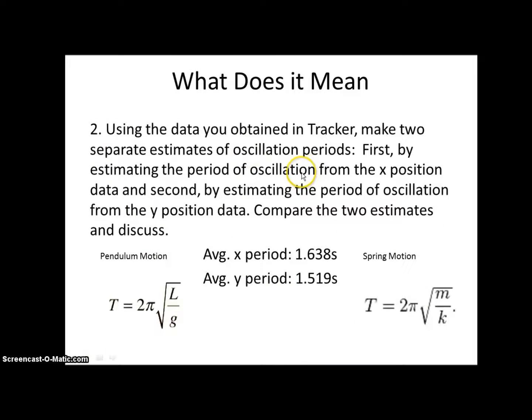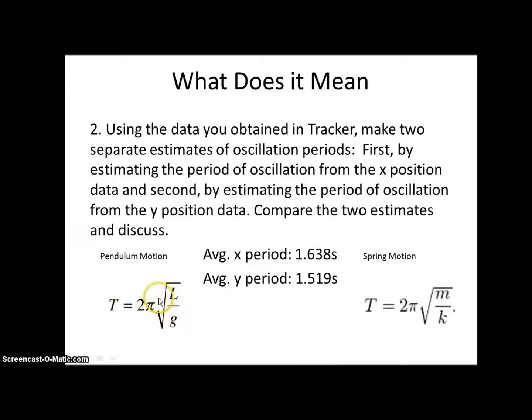Now let's look at the second what does it mean question, where we compare the x period and the y period for the motion. For me, the average x period was 1.638 seconds, and the average y period was 1.519 seconds. Now they're close, but they're not equal. That's fine, however, because they're not supposed to be equal. Because in the x period, it's moving like a pendulum. It's moving in pendulum motion, so it's swinging back and forth. And in the y, it's a spring motion, so it's bobbing up and down along the spring.